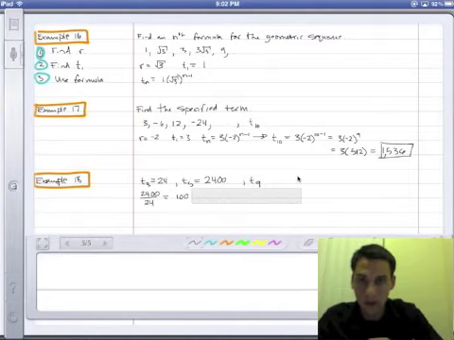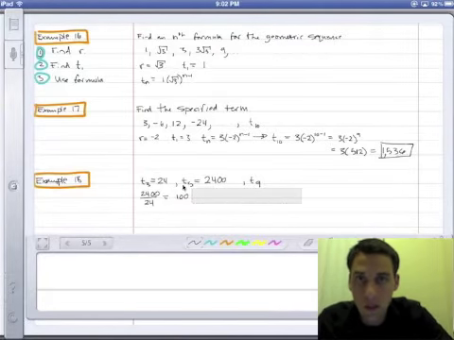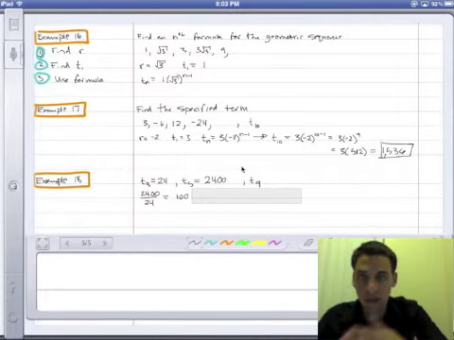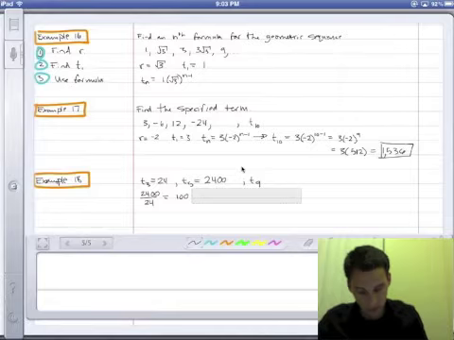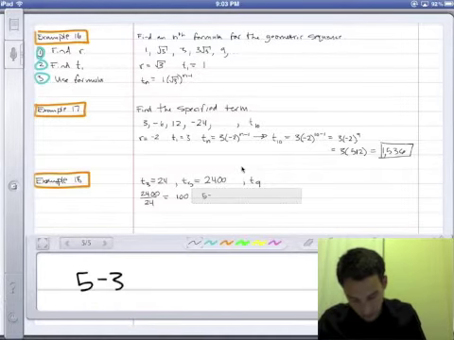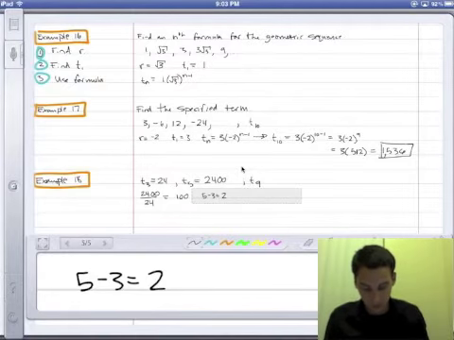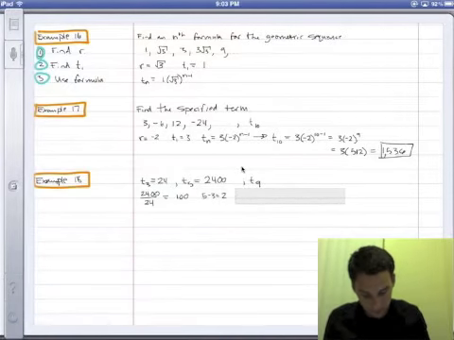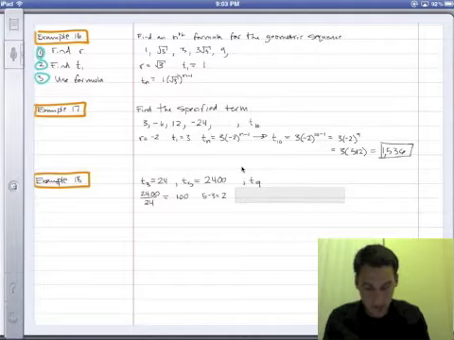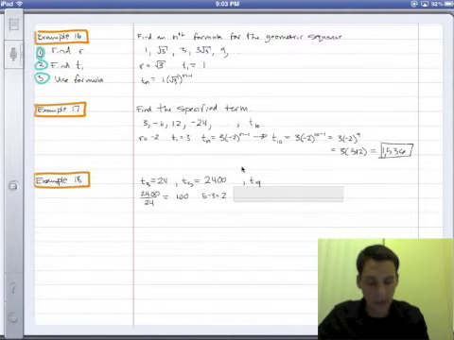The second part is seeing how many terms were in between, and in this case 5 back to term 3. That would be 5 minus 3, which is 2. So 2 terms are in between. Actually, 1 term is in between, but it's 2 terms back.